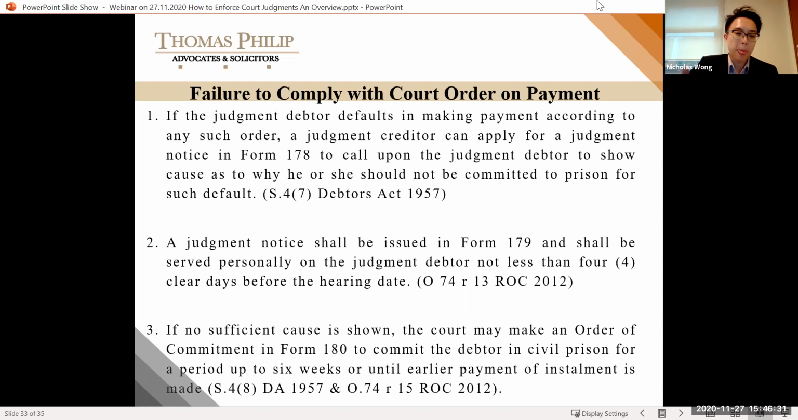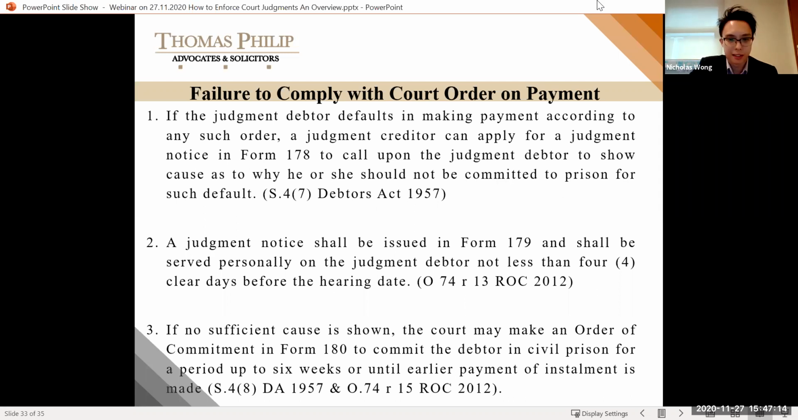So failure is where the court makes an order, and then the JD defaults, right? So if it could be installments, it could be the lump sum. If they don't follow what the court orders, the JC can then apply via a notice to call upon the debtor to show cause. In other words, to explain why they've not been able to pay and why they should not be thrown in prison for defaulting on a court order. Whether they're able to justify this, as you can imagine, is very, very factual, right? It really depends case by case what the reason is. If maybe there's a material change in their circumstances, perhaps they've just lost their job unexpectedly, all right?